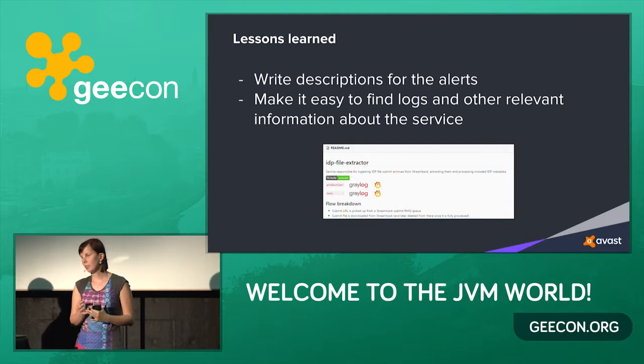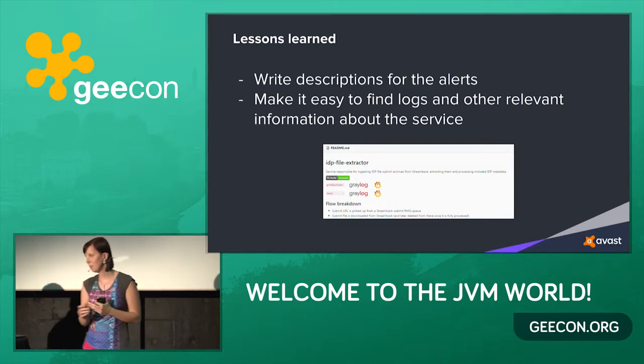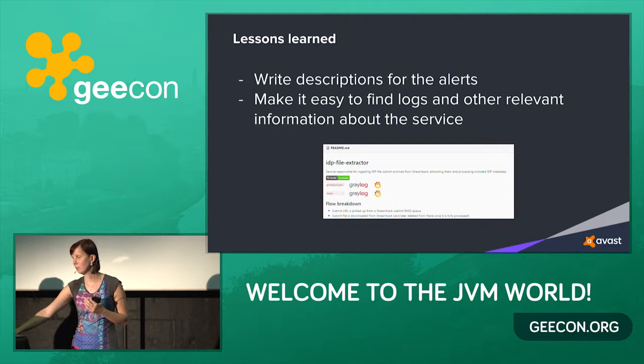The other thing is that we have one place where you can find links to monitoring and logs of that service, because usually there's a problem with one particular service. So to analyze that problem, you need to see the dashboards and you need to see the logs. So we have one central place where you can find this. For us, it's a README file in a Git repository, but it doesn't matter what it is. There just has to be one central place.